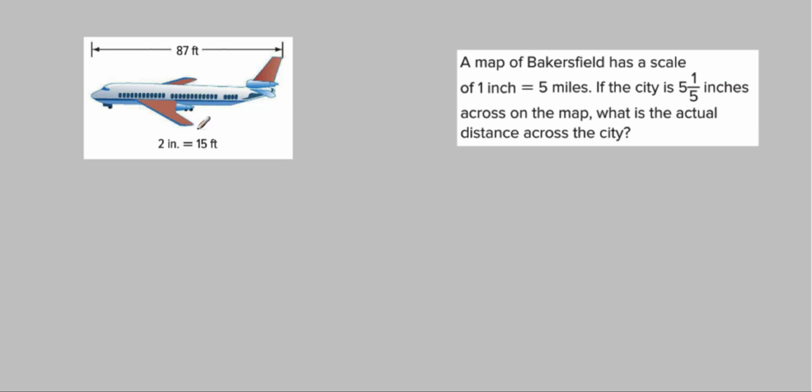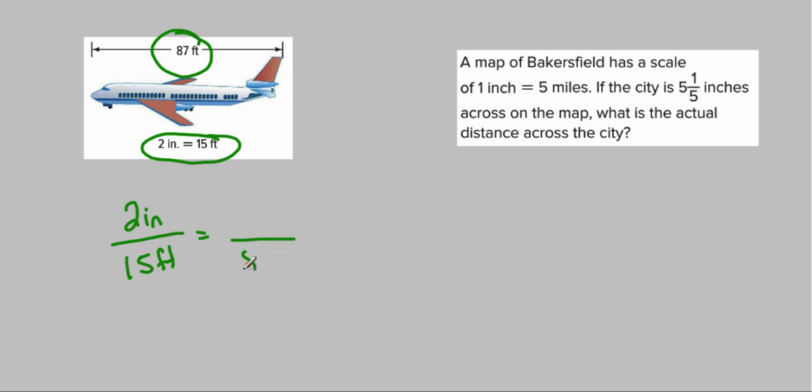In each of these problems, we're going to be given our scale factor. That's what you start with: 2 inches in our model is equal to 15 feet on the real object. And then we're given one more piece of information. In this case, 87 feet is the length of our airplane. Clearly that's not the length of our model, so that must be the length of our real airplane. And again, 15 feet is on the bottom, so it makes sense that 87 feet is going to be on the bottom over here. So what we want to know is how long should we draw our model if we're using 2 inches to represent every 15 feet?